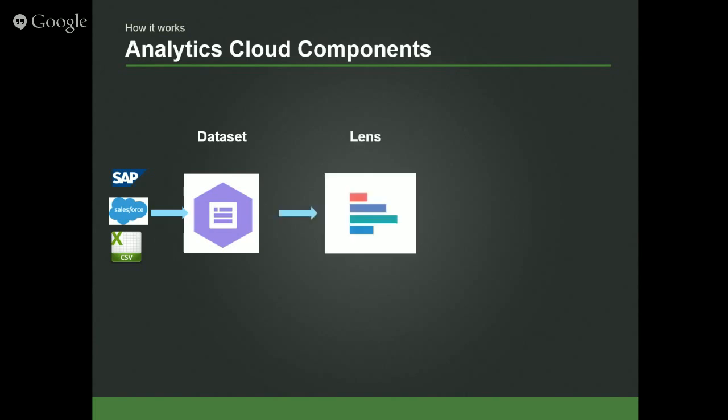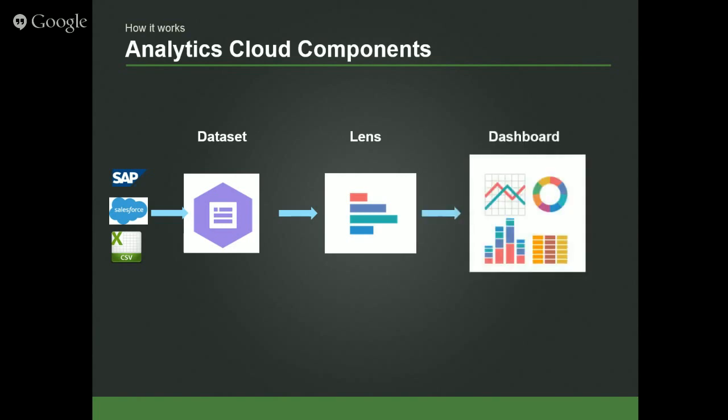So that holds your information. Now, when you want to start analyzing it, you build lenses. Think of those as different views into your data. You can build a bar graph, a pie graph, or lines over time, different ways that you want to start analyzing your data. You put together multiple lenses into a dashboard. The dashboard is then what you share with other people in order to answer a particular question.